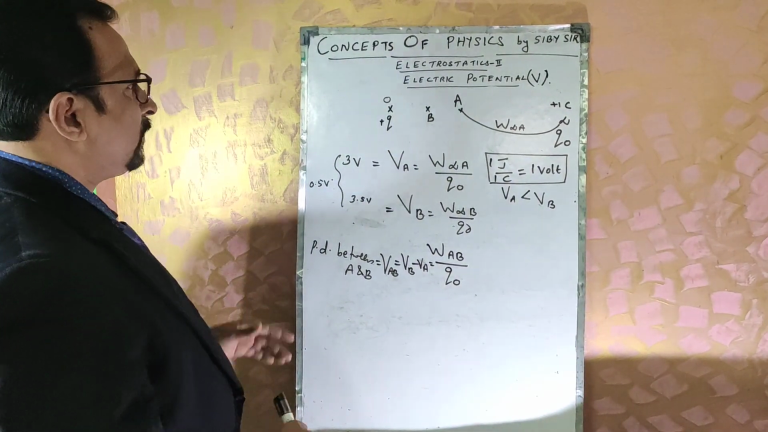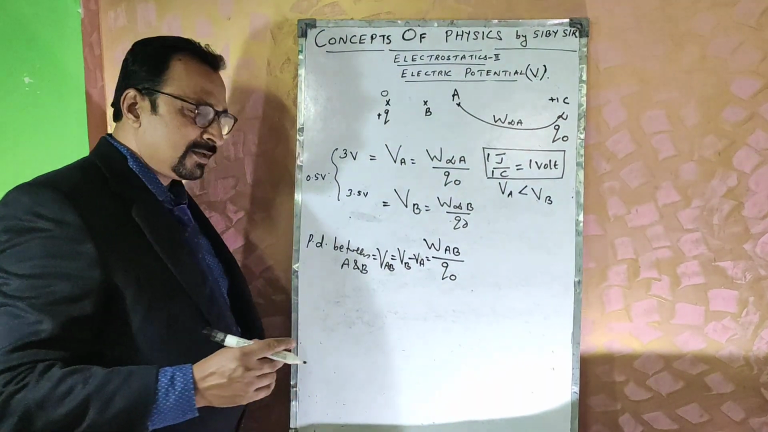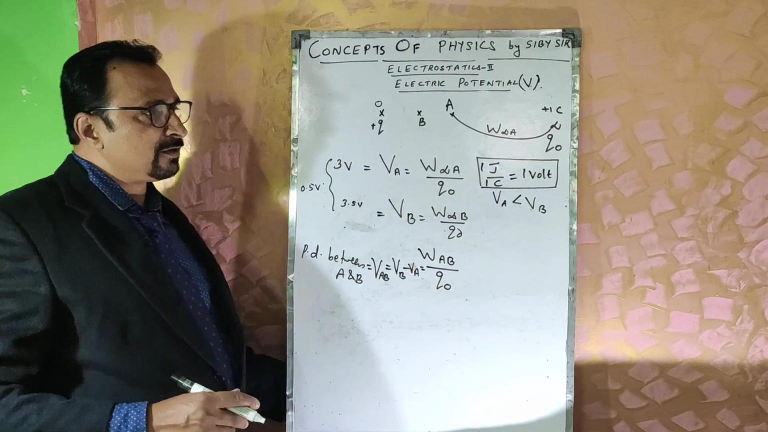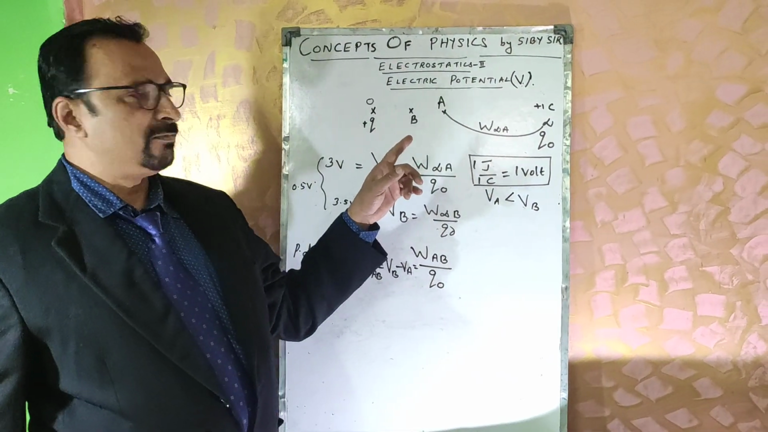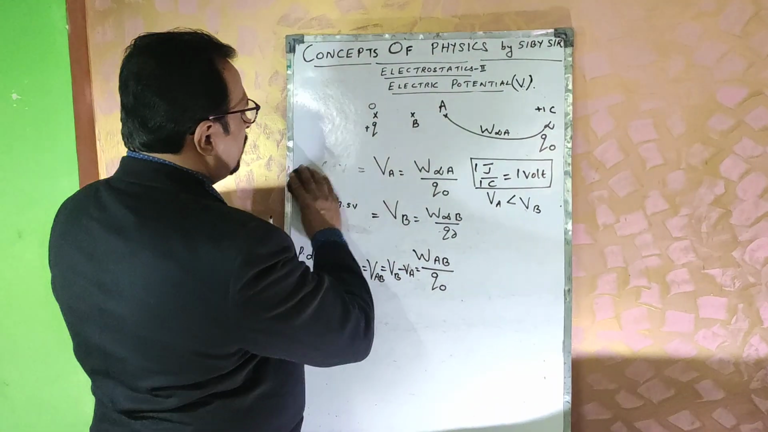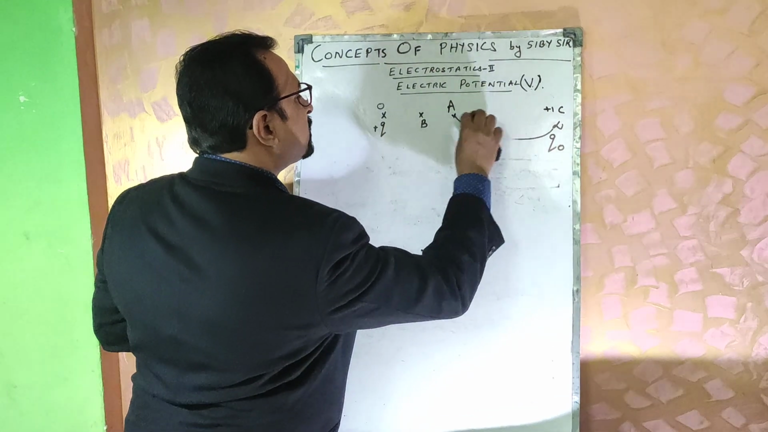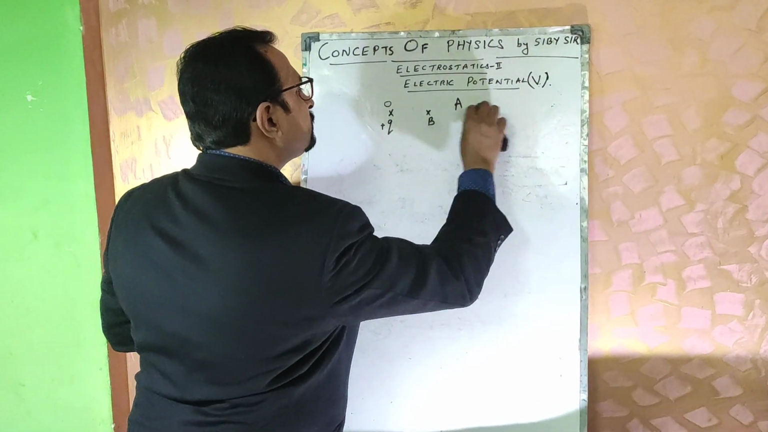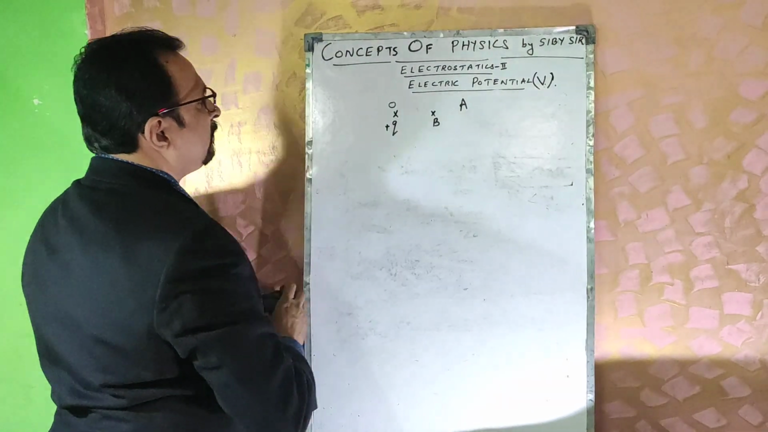Now you have to derive the expression for electric potential at a point. But first we will derive the potential difference between A and B. Then by using that definition, we will write an expression for potential at A. So it is a common derivation for potential as well as potential difference. You can see the same diagram.